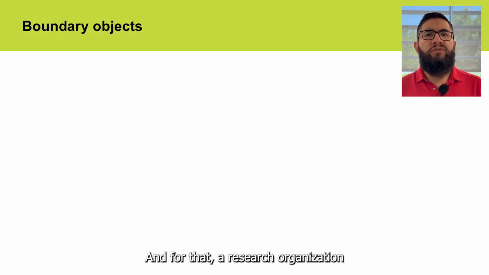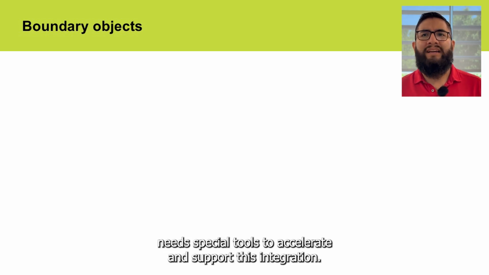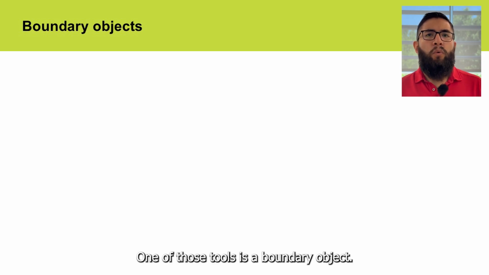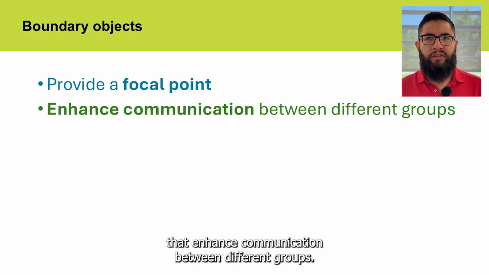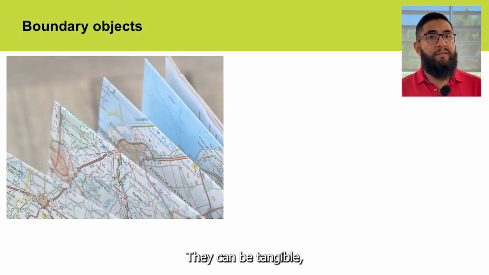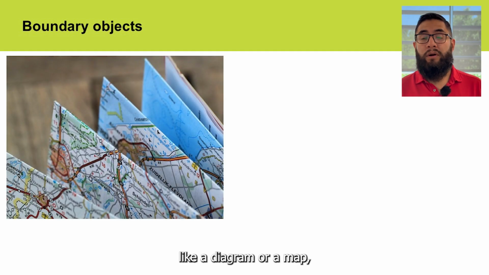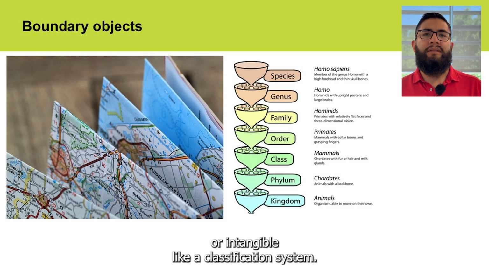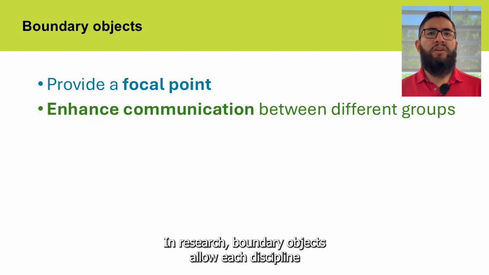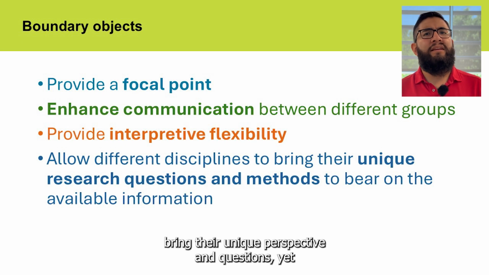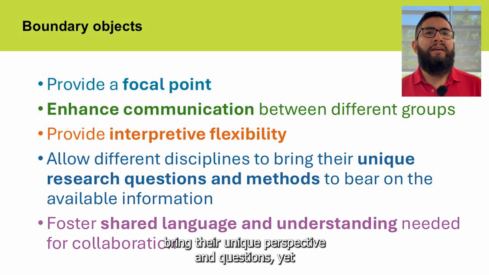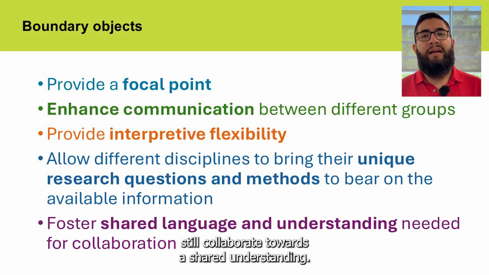And for that, research organizations need special tools to accelerate and support this integration. One of those tools is a boundary object. Boundary objects are focal points that enhance communication between different groups. They can be tangible, like a diagram or a map, or intangible, like a classification system. In research, boundary objects allow each discipline to interpret the same information differently, bring their unique perspective and questions, yet still collaborate towards a shared understanding.